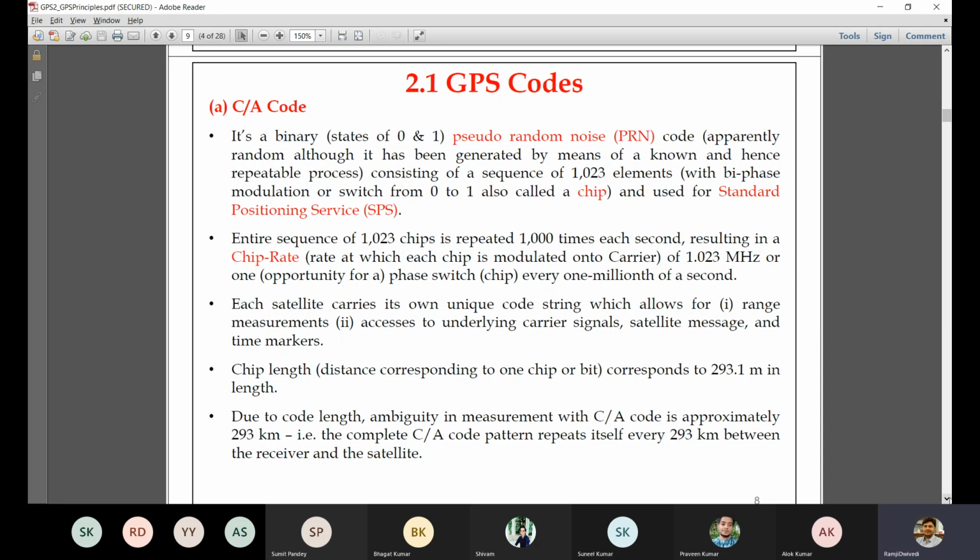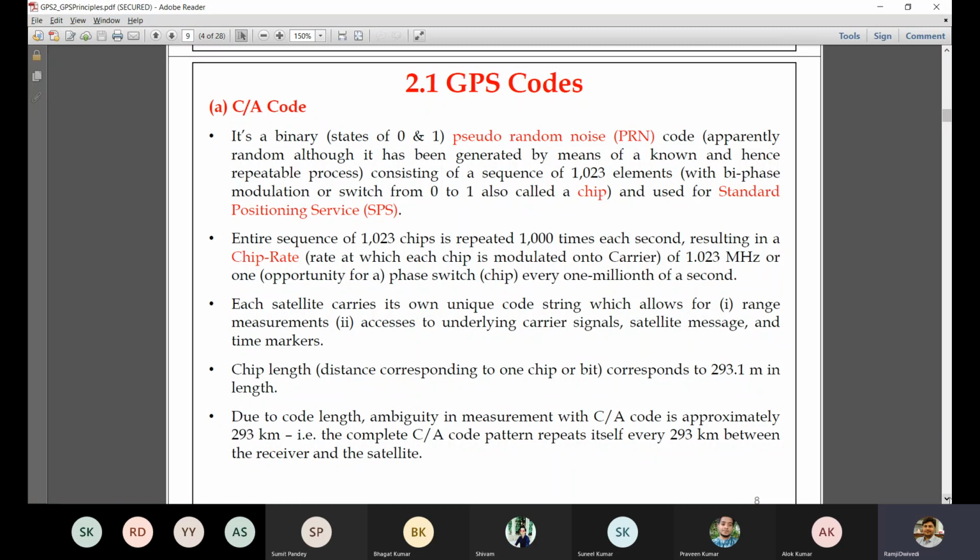Although it is generated by a known method or process, it is called pseudo random noise code, consisting of a sequence of 1023 elements with biphase modulation, or switching from 0 to 1, also called a chip. It is also used for the standard positioning service.